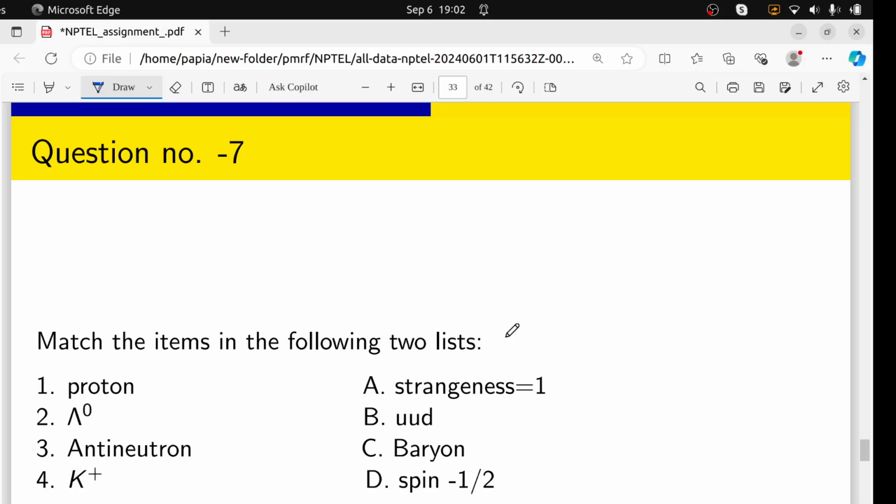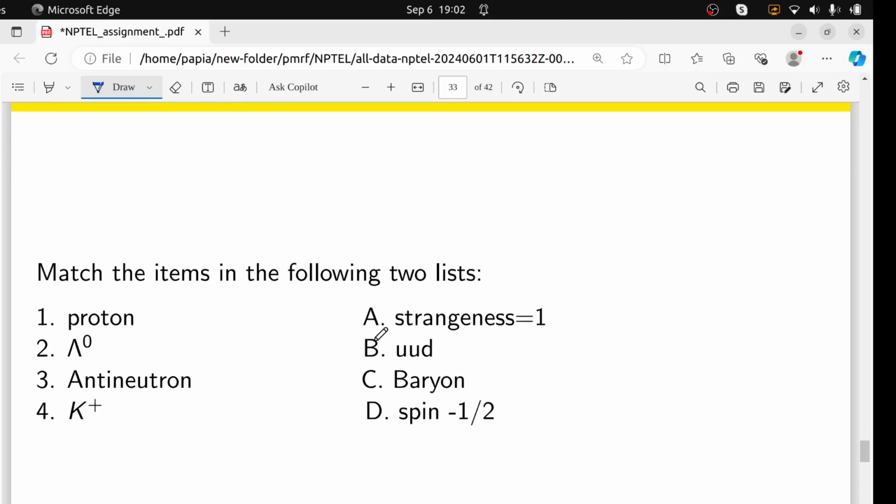Yes. So in that question, we have to match the items in the following two lists. It is proton, lambda 0, antineutron, K plus. And in A, B, C, D it is strangeness 1, UUD, baryon, spin minus half, right? Okay, so proton: 2 up and 1 down particles. Yes, so proton is this, UUD.